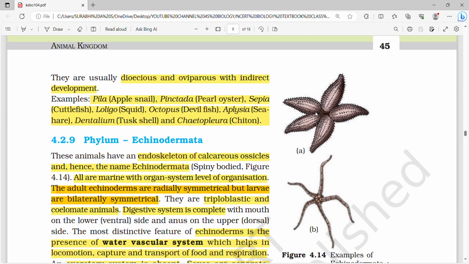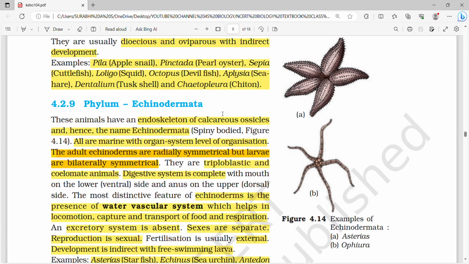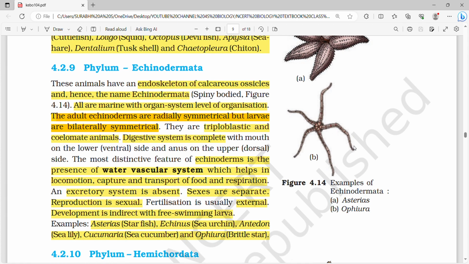They are usually dioecious and oviparous with indirect development. Pila is called apple snail. Examples: Pinctada, pearl oyster; Sepia, cuttlefish; Loligo, squid; Octopus, devilfish; Aplysia, sea hare; Dentalium, tusk shell; and Chaetopleura, chiton. So these are the examples. You should know the common name and also the scientific example names.